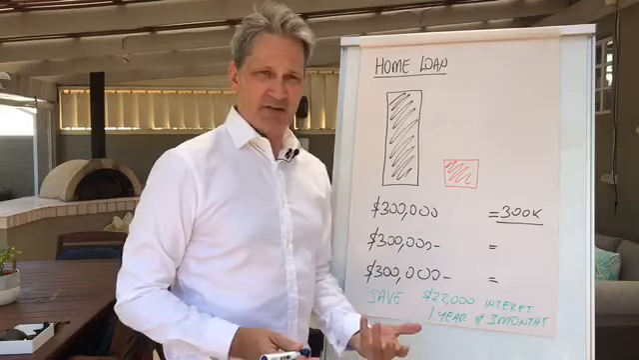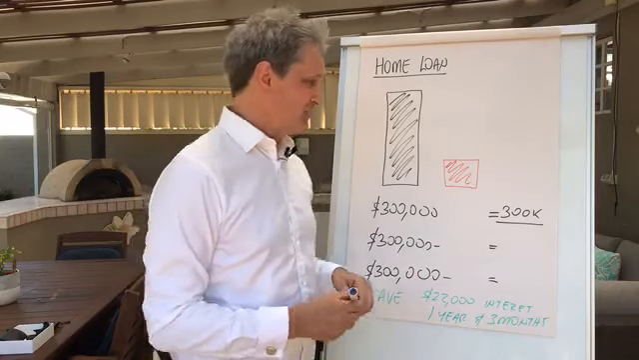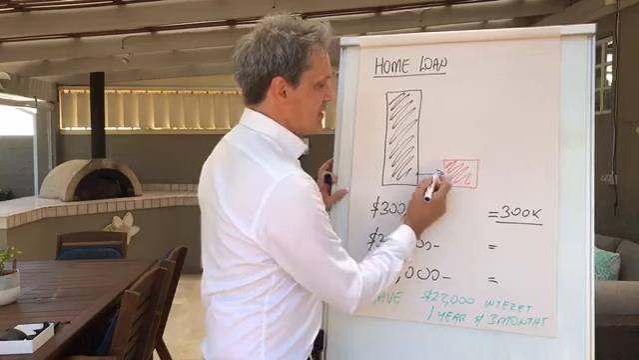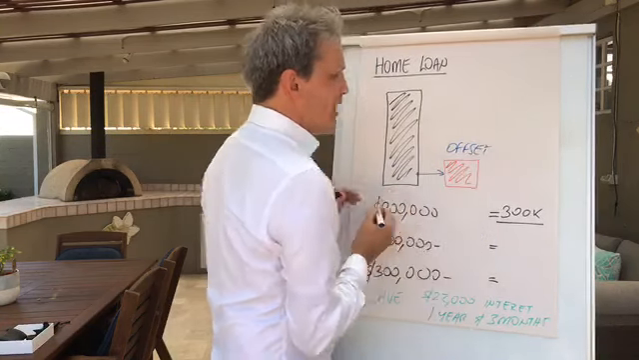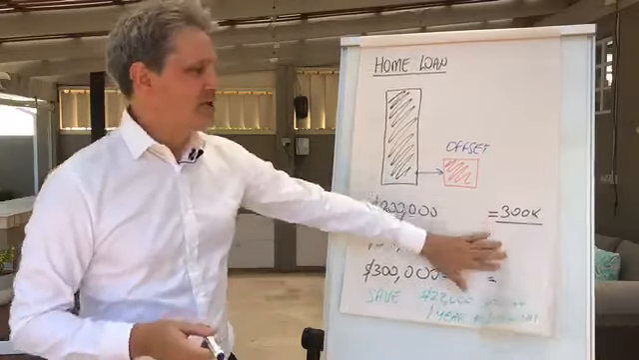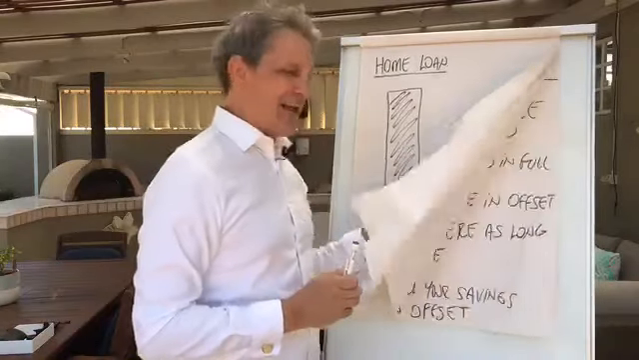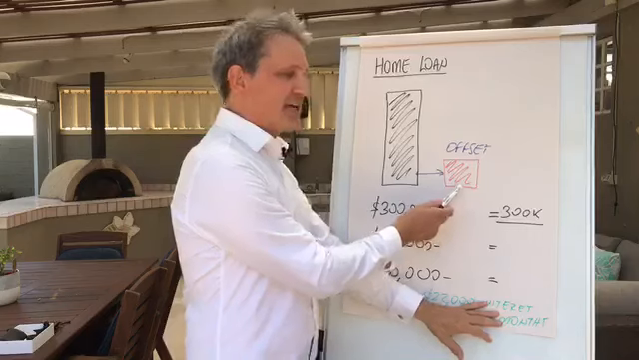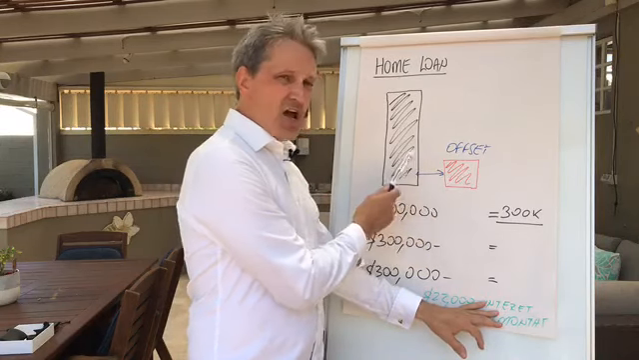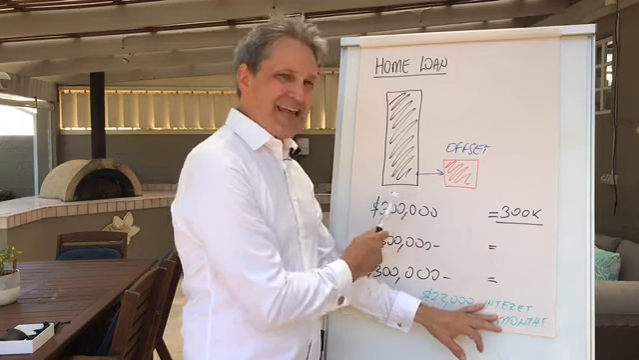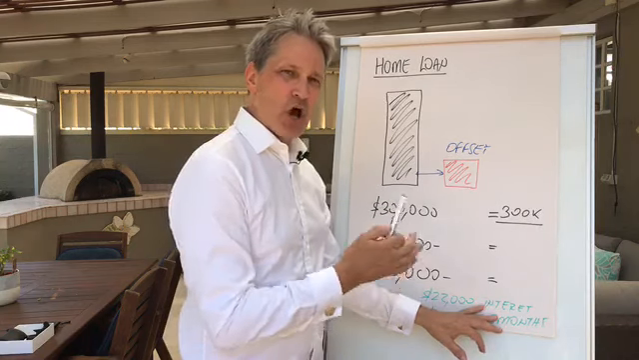With an offset account, the bank allows you to link your offset account with your home loan account. And by doing this, to calculate how much interest you need to pay, they will deduct the balance on your offset account from the home loan balance and then calculate the interest on the remaining balance.